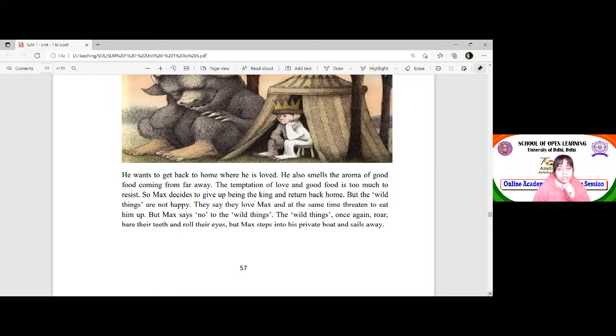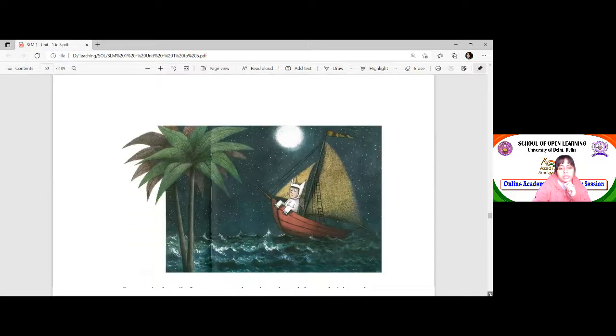Even though he loves his mother, just because he was running around in the wolf suit, he told his mother, I will eat you up. So even these wild things, they love him and they enjoy with him, but they tell him, we will eat you up. But Max obviously says no to this, and all the wild things once again roar and bare their teeth and roll their eyes. They are wild animals, so they just behave like wild animals.